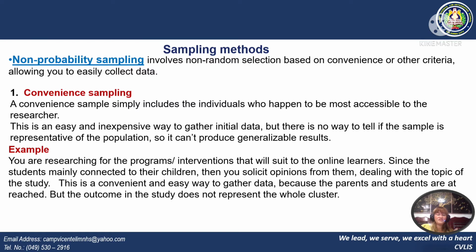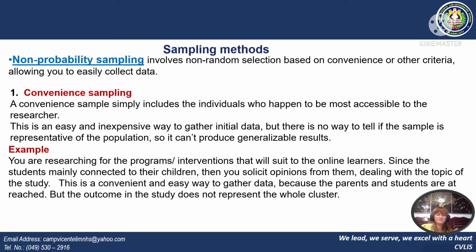Under non-probability sampling, we have convenience sampling. A convenience sample simply includes the individuals who happen to be most accessible to the researcher. This is an easy and inexpensive way to gather initial data, but there is no way to tell if the sample is representative of the population, so it cannot produce generalizable results.